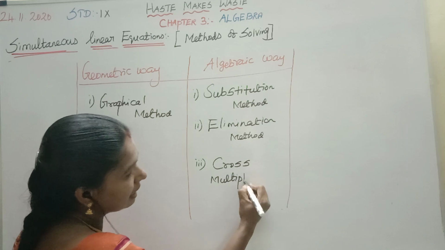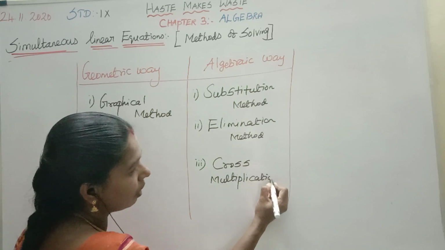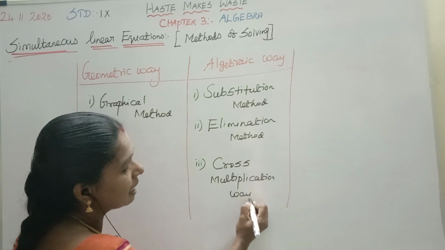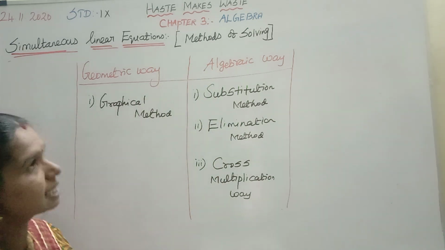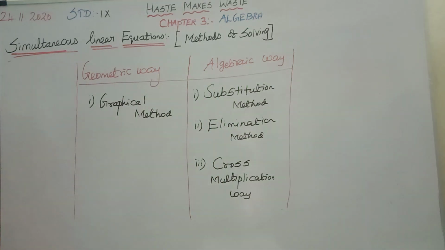So in these three ways, we are able to solve simultaneous linear equations in an algebraic way. But now we are doing it in a graph, that is a geometric way. So how many methods? Totally there are 4 methods of solving simultaneous linear equations.